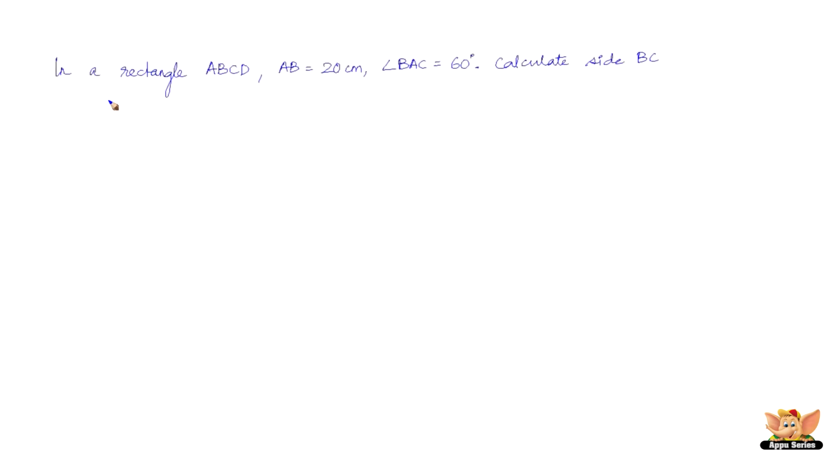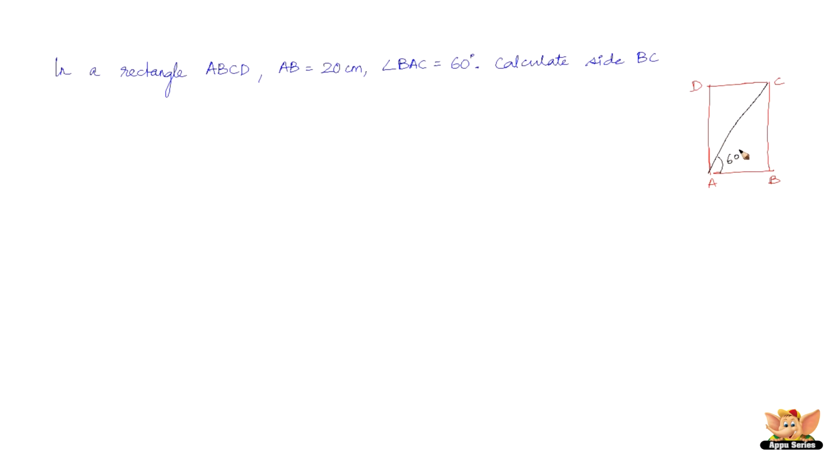So here we have another question which reads like this. In a rectangle ABCD, AB equals 20 centimeters, angle BAC equals 60 degrees. Calculate the side BC. So here we have the rectangle ABCD. It says that angle BAC equals 60 degrees. So for angle BAC, we've got to draw a diagonal.